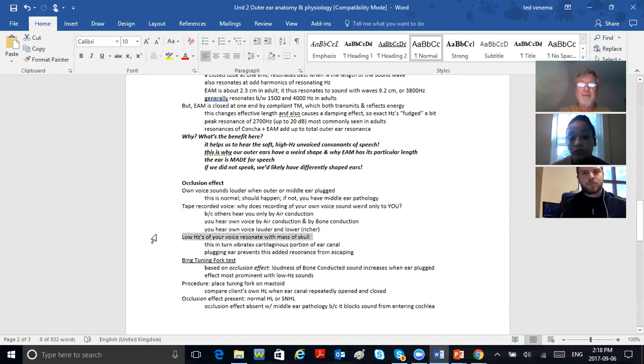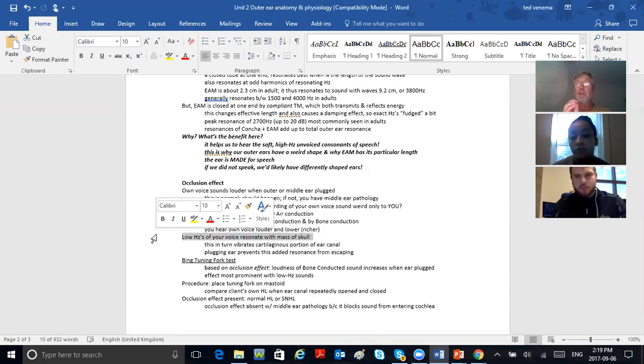I'll read it again. The lows of your voice resonate with the bony mass of your skull, because your skull has mass and it's going to resonate with lows, which in turn is going to vibrate the cartilaginous portion of your ear, and plugging your ear prevents that added resonance from escaping. The occlusion effect only happens when you yourself are talking. Plugging your ear is going to make your ear less sensitive to sound from the outside, but it's going to make you more sensitive to sound from you.